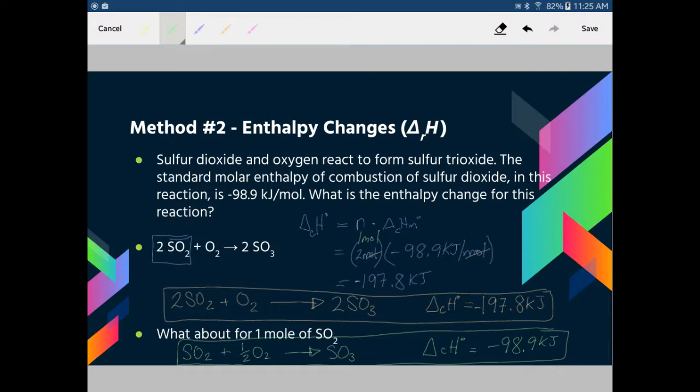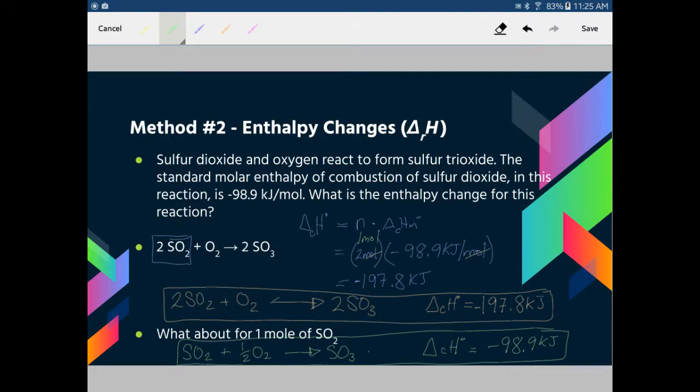So this would be my reaction if I had 1 mole of SO2. Now notice the difference is that I've changed the way I've balanced this, and by the same factor that I've changed the balancing, I've changed my enthalpy of combustion when I record it on the side. Now this would all be written in one straight line, which you'll see in my examples here. And that's just to notate the change in enthalpy for that specific reaction.